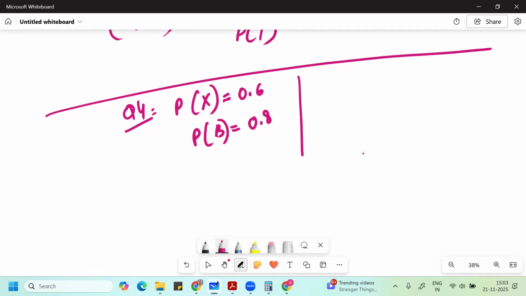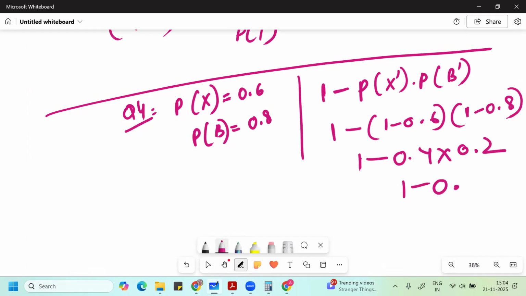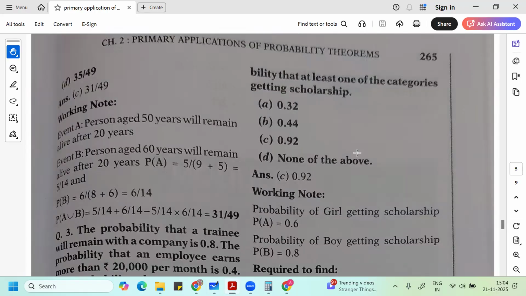At least one of them gets the scholarship means one minus none of them gets the scholarship. Neither the boy gets the scholarship, nor the girl gets the scholarship. So one minus 0.4 into 0.2. So it is 1 minus 0.08. It is 0.92, the probability. So the answer is option C, 0.92.